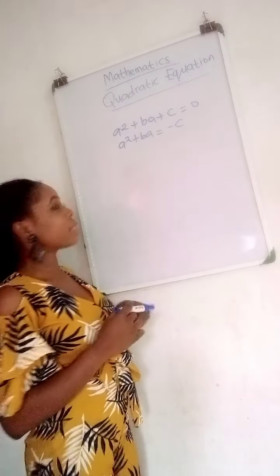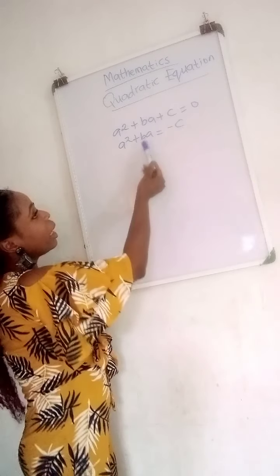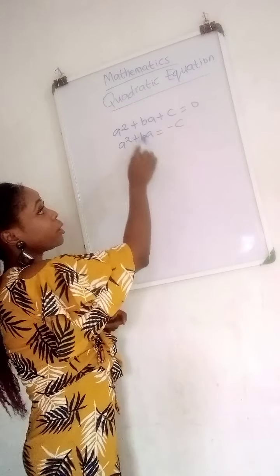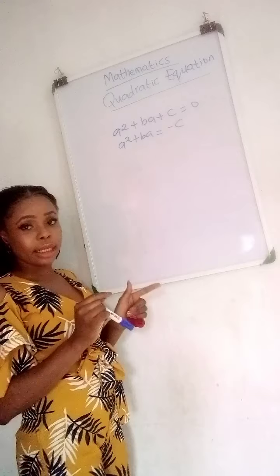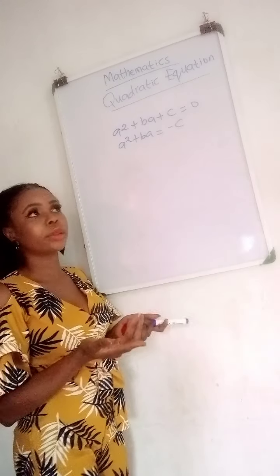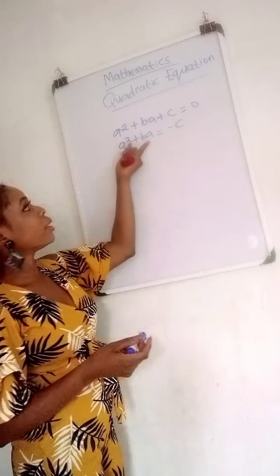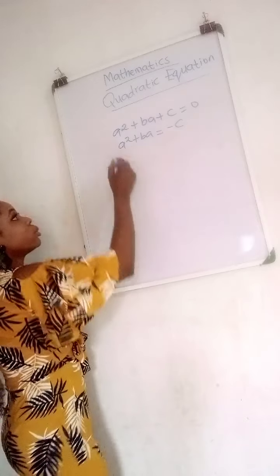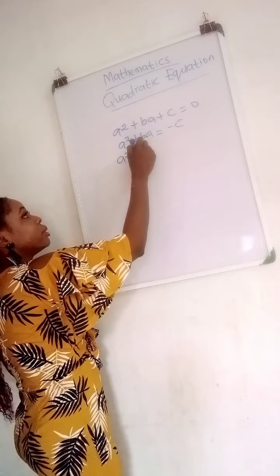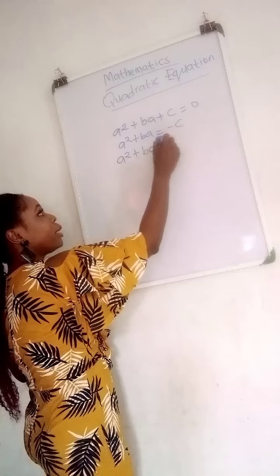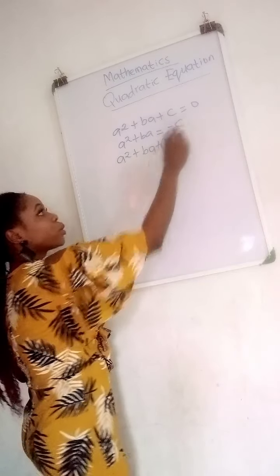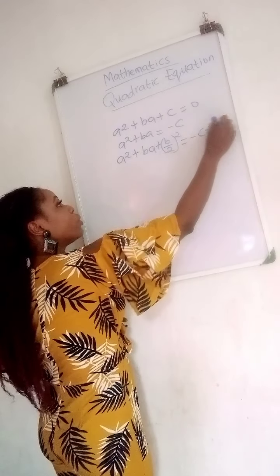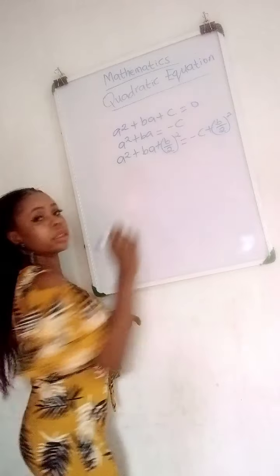Okay, now the next thing you also do is to get half of the coefficient of x and square it. Then you add it to both sides. Simply put, add the square of half of the coefficient of x on both sides, which is x squared plus bx plus (b over 2) all squared. Okay, then you're adding it to both sides, plus (b over 2) all squared.